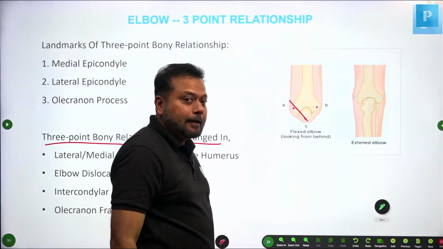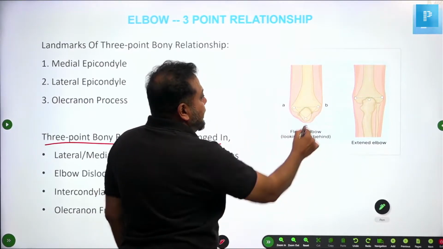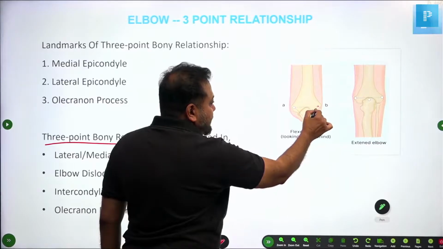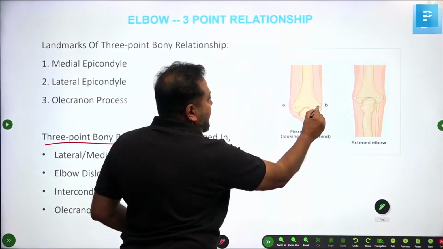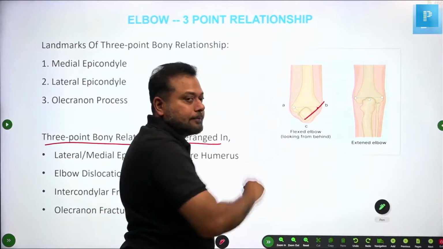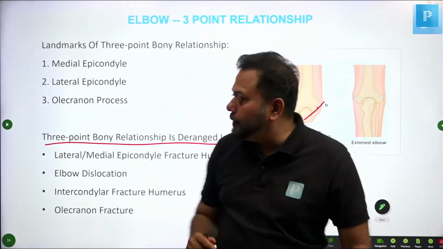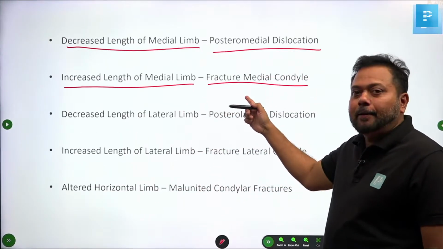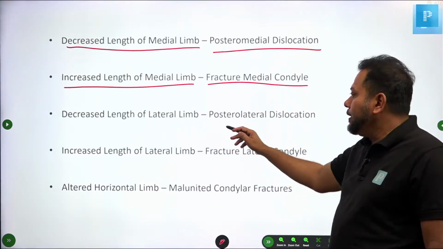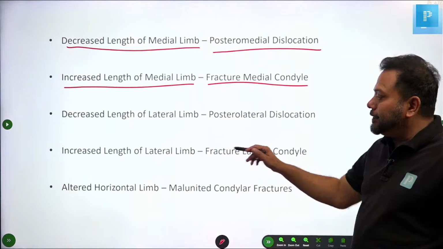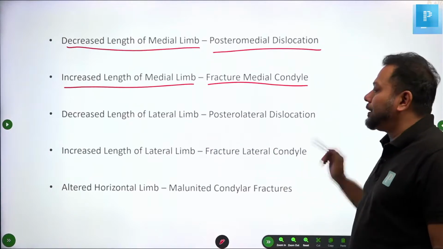Likewise, in posterolateral dislocation, this length is decreased. If there is fracture of the lateral epicondyle, this length is increased. You got my point? Very simple. So increased length of medial limb, fracture of medial condyle. Decreased length of lateral limb, posterolateral dislocation. Increased length of the lateral limb, fracture of lateral condyle.